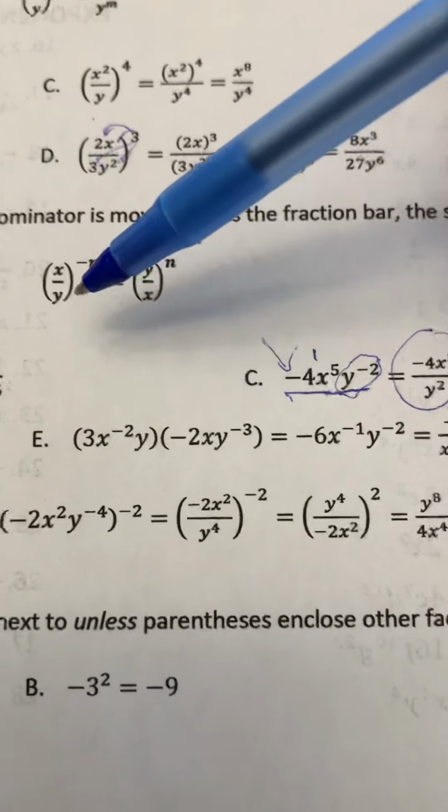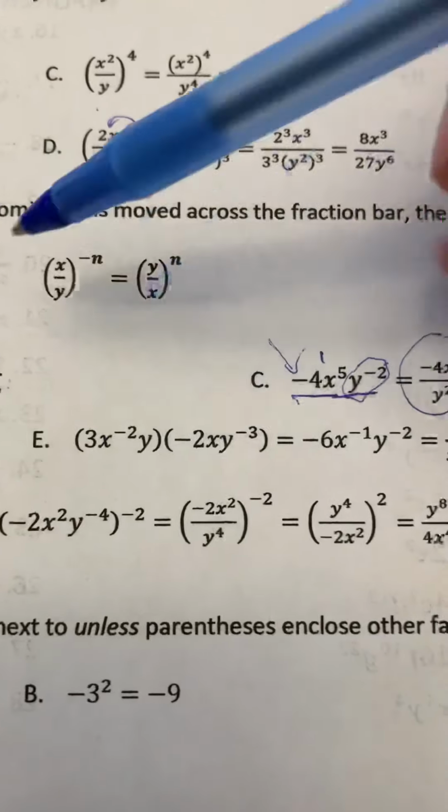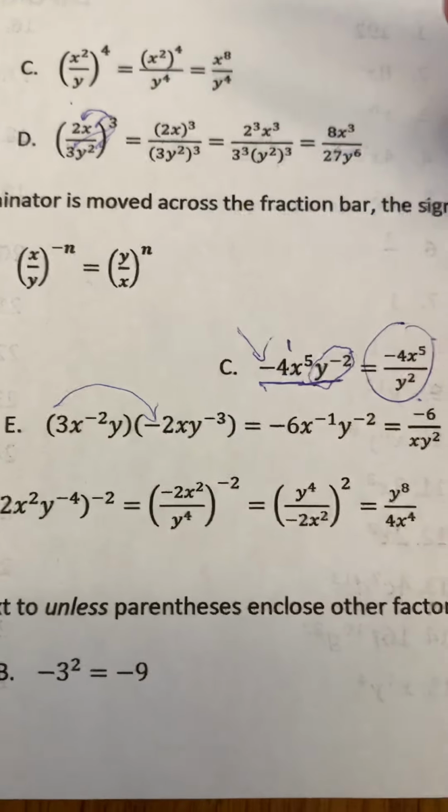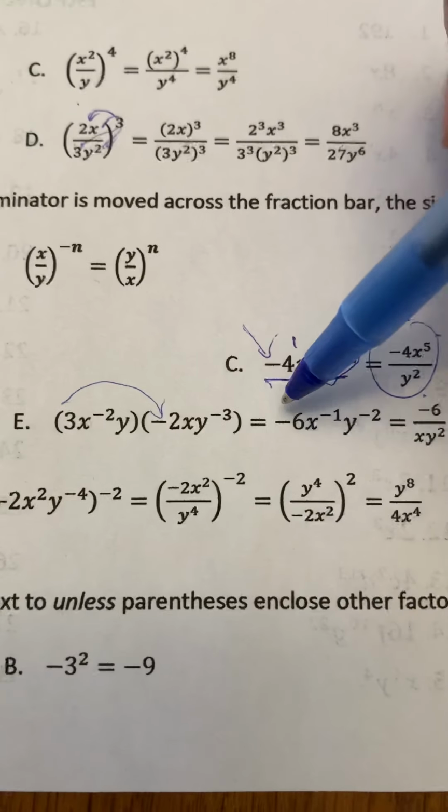E. Okay, so the thing that you have to do here is you have to work this out first. So we have 3 times negative 2. This is a polynomial situation. We end up with negative 6.